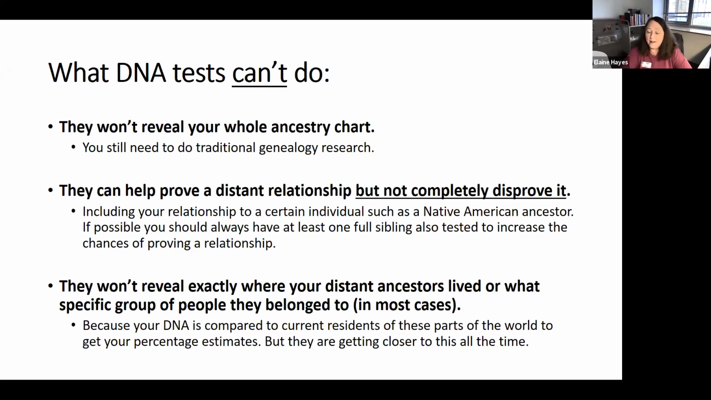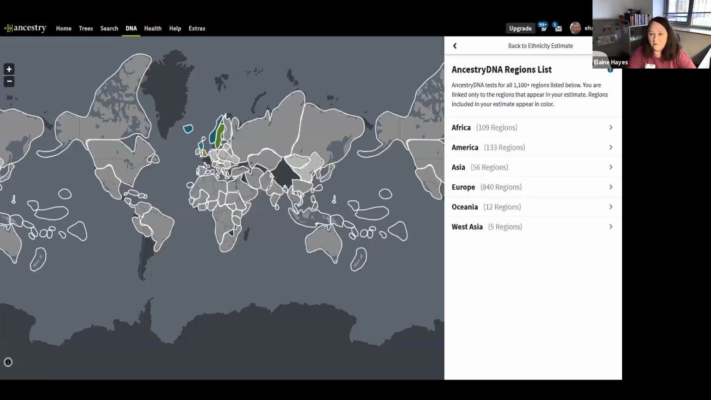It won't reveal exactly where your distant ancestors lived or what specific group or tribe they belong to, because your DNA is compared to current residents of those countries, and people do move around. But remember that these percentage estimates are just estimates, and they change as they update their data. But they're getting closer to this all the time, to really telling you in detail where your ancestors came from.